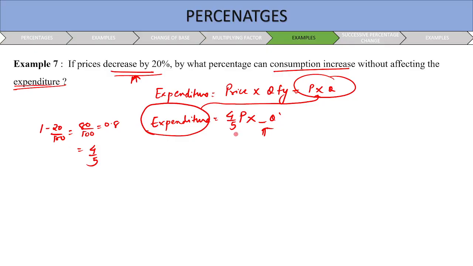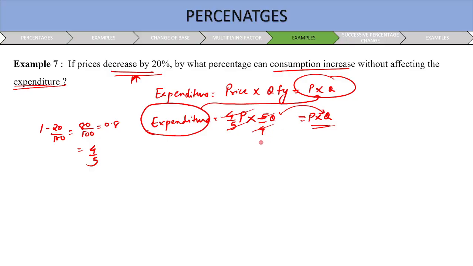There is a 4 by 5 in front of P, and there is also some value in front of Q. So what should be that value, so that my final answer should be P into Q? I repeat, what should be this value? So this value should be 5 by 4. Why? Because it will cancel out with this 5 and it will cancel out with this 4. So it will eventually give me P into Q.